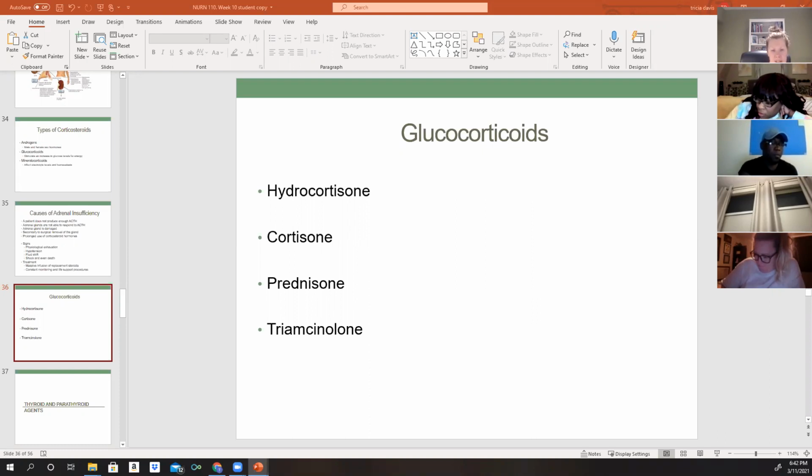So these medications are well absorbed from many different sites. Most of them are metabolized within the liver and they're excreted in the urine. So we're going to want to watch their liver enzymes, their urine, their kidney enzymes. We're also going to want to monitor their blood sugars.